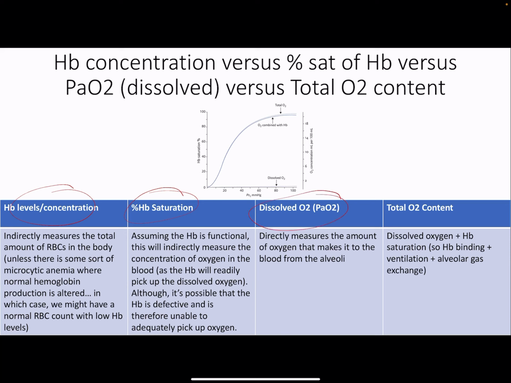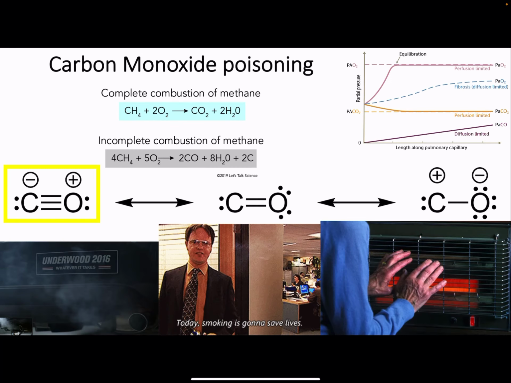Dissolved O2 is really just saying what our ventilation rate is. How much oxygen are we bringing into the blood, into the lungs? And then how well is that diffusing, doing the gas exchange at the alveoli with the pulmonary capillaries? And the total O2 content is going to be some sort of reflection of both of these combined.